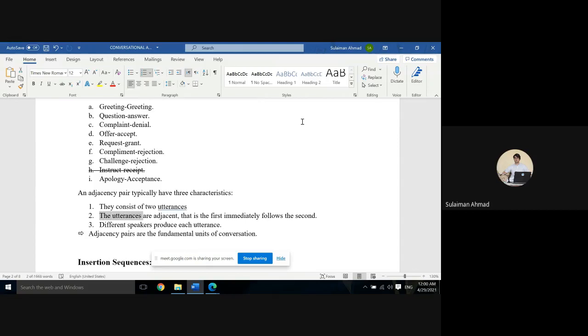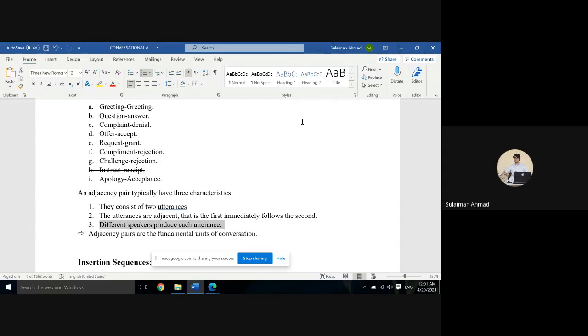Then the utterances are adjacent. That is, the first immediately follows the second. Let's suppose if I say Assalamu alaikum and at the end of the class, Mohsin Islam says Wa alaikum assalam wa rahmatullahi wa barakatuh. It will not make any sense, believe you me, right? So that is not an adjacency pair, right? The utterances of an adjacency pair are closely related to each other in terms of time. They are adjacent. One immediately follows the other, right?